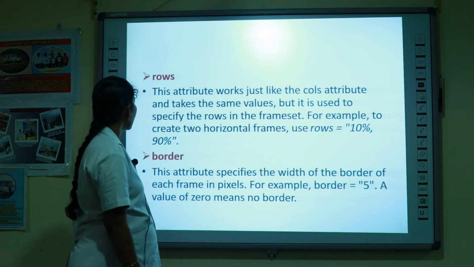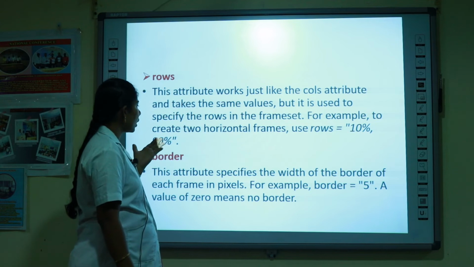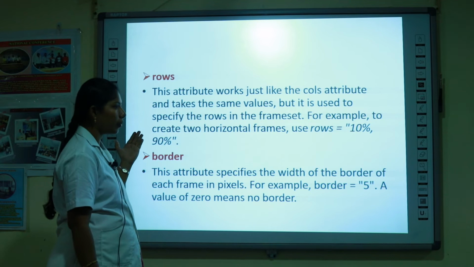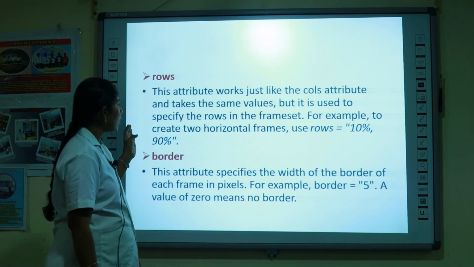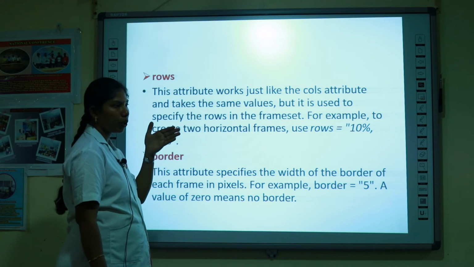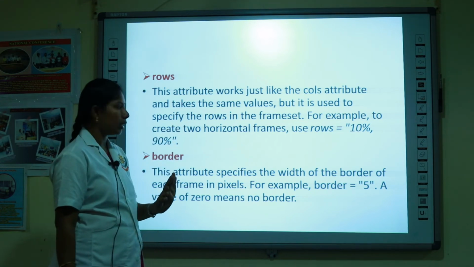Okay. Then rows, we can give rows the same attributes, that is the same values which we have used in columns. The only difference is that columns will divide the window vertically, whereas rows will divide the window horizontally, that is the meaning.